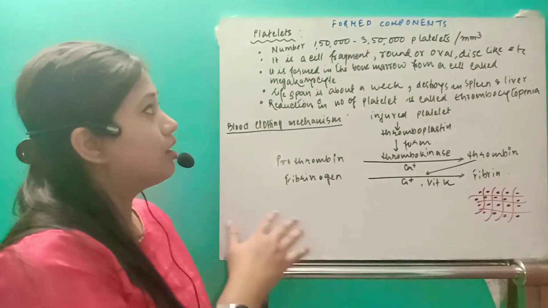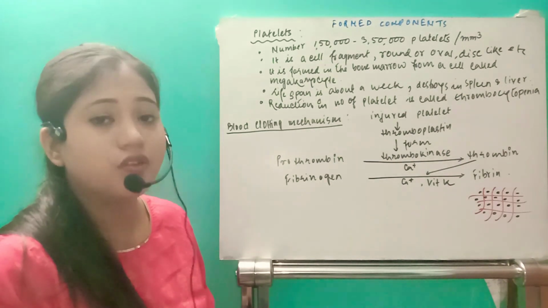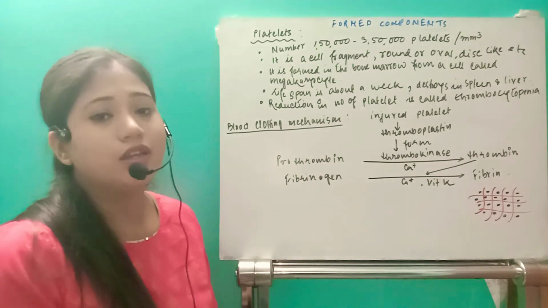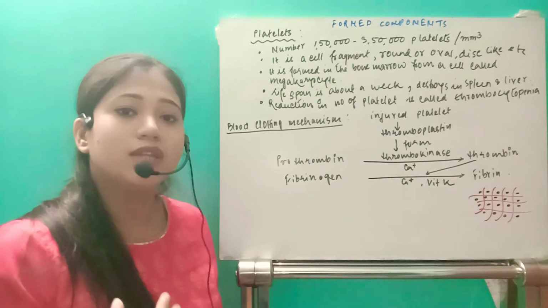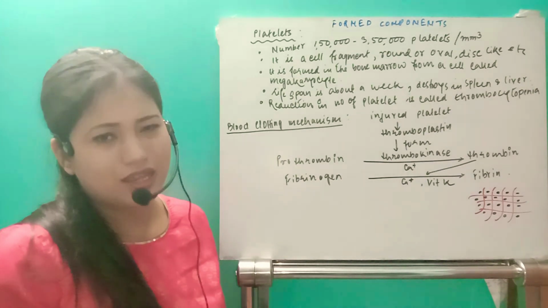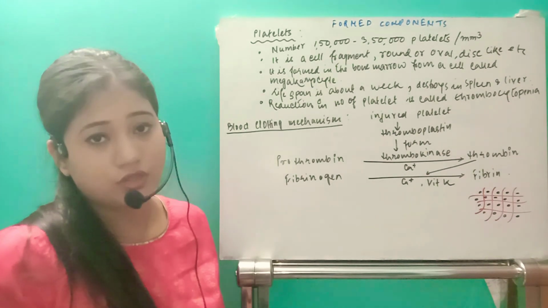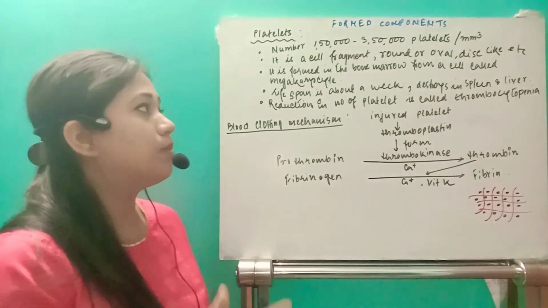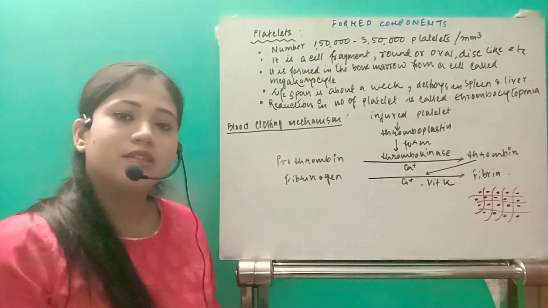So that is about the formed component, the platelet. The chief function of the platelet is to undergo blood clotting. There is also one genetic disorder in which the whole blood clotting process cannot proceed, and the individual cannot undergo blood clotting. That is a genetic disorder, but whenever it comes to the platelet, it will undergo this mechanism to clot.